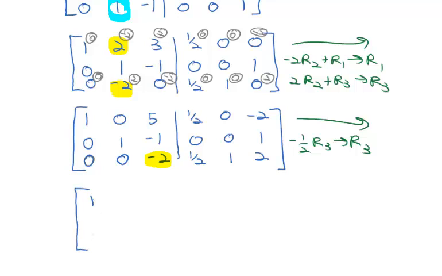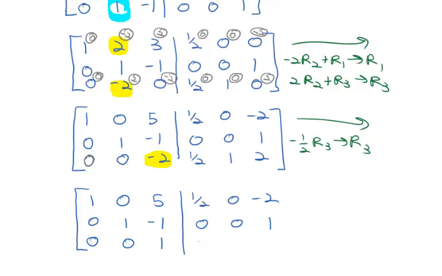So the first two rows are unchanged, 1, 0, 5, 1/2, 0, -2, and 0, 1, -1, 0, 0, 1, and 0, 0, multiplying by -1/2 is +1. 1/2 times -1/2 is -1/4. 1 times -1/2 is -1/2. And 2 times -1/2, that's going to be -1.